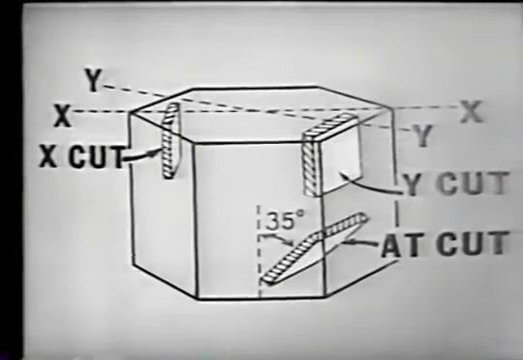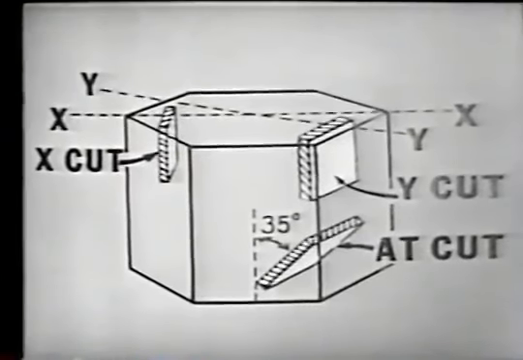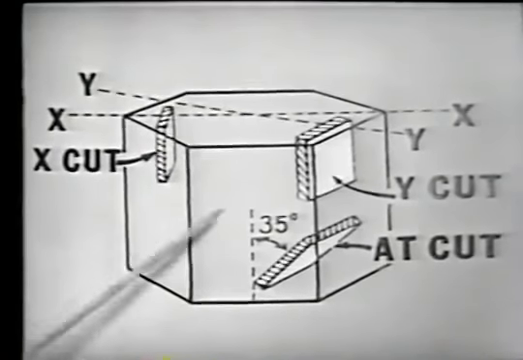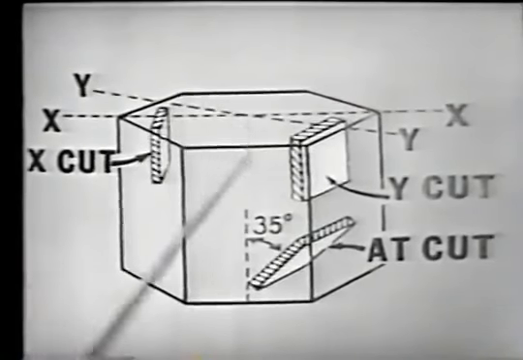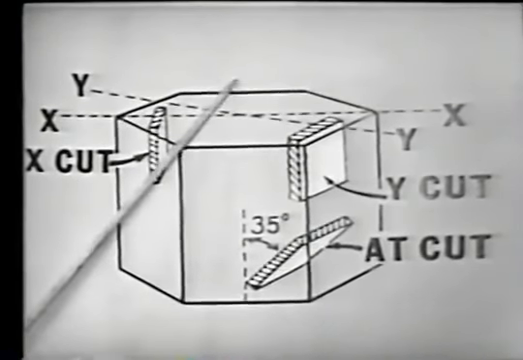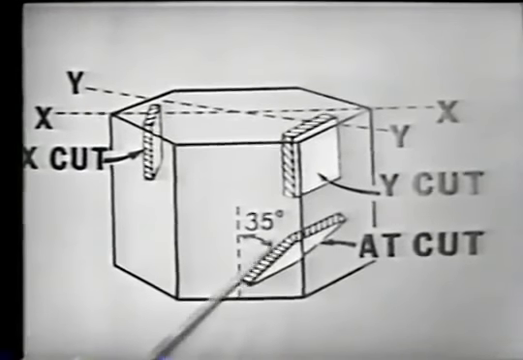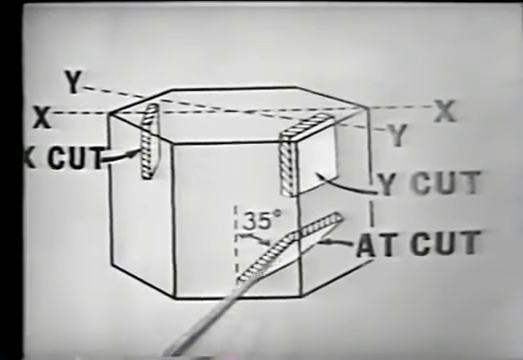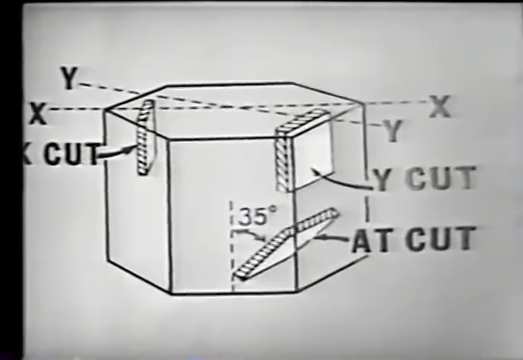Then let's go back to our chart for the third and final cut. Now, this time we're going to cut at an angle from the z-axis. Recall the z-axis passes through the center of the crystal from end to end. And for this cut, we'll cut at a 35-degree angle from the z-axis. Remember, 35 degrees from this z-axis.